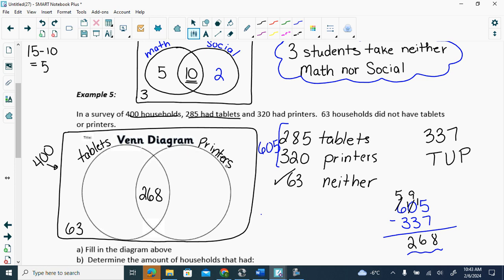How do I find the people who put in only tablet tickets? Would you subtract 268 from the number of people who put in tablet? Yeah. There's 285 tablets, right? There are already 268 tablets in here, yes? So if I go 285 minus 268, what do I get? 17. So there are 17 people who had tablets only. Then how do I find printers only? How many printer tickets? 320. There are already 268 that happen to have tablets as well. So I do 320 printers, subtract off the 268 printers that are already in here, and how many are left over? What's 320 minus 268? 52.